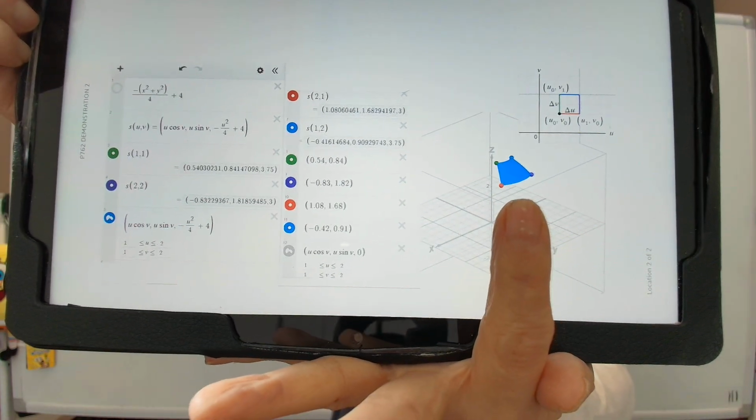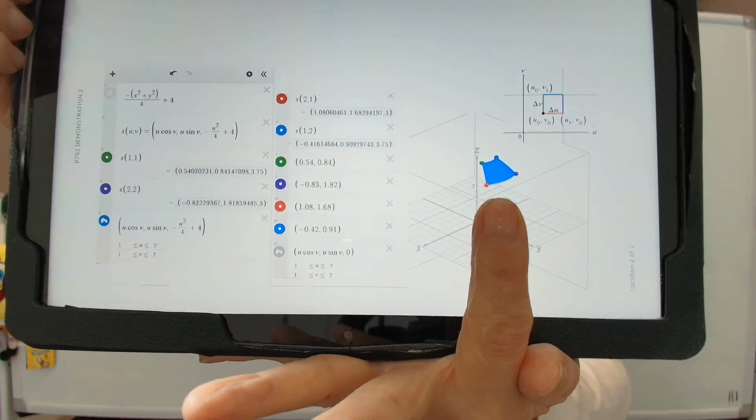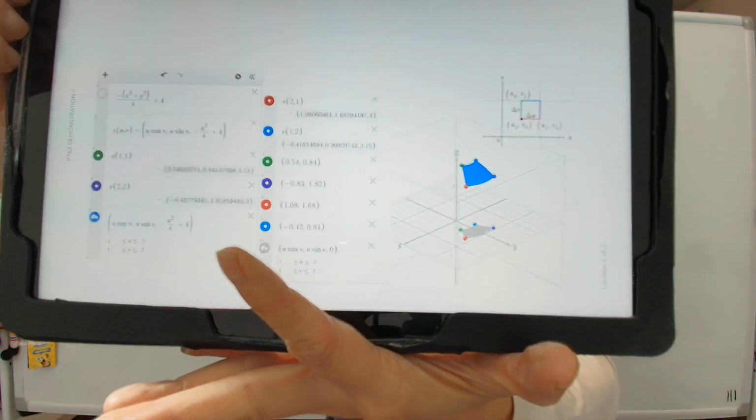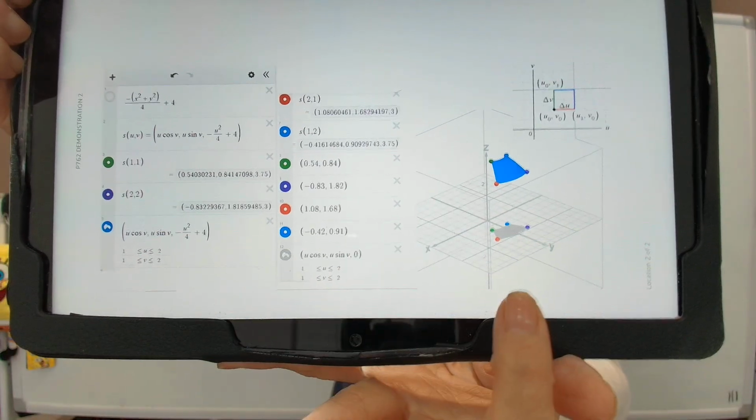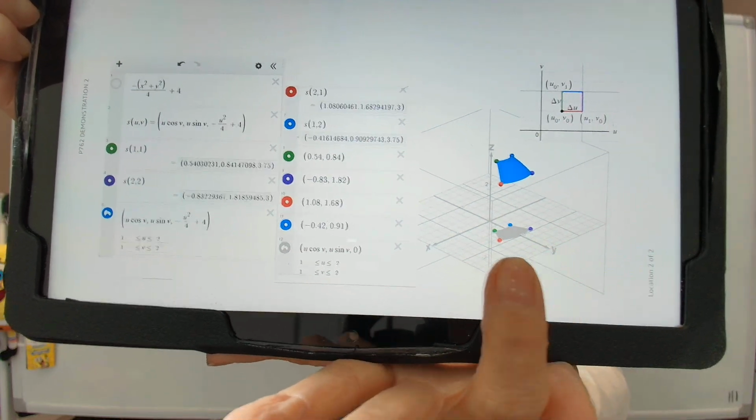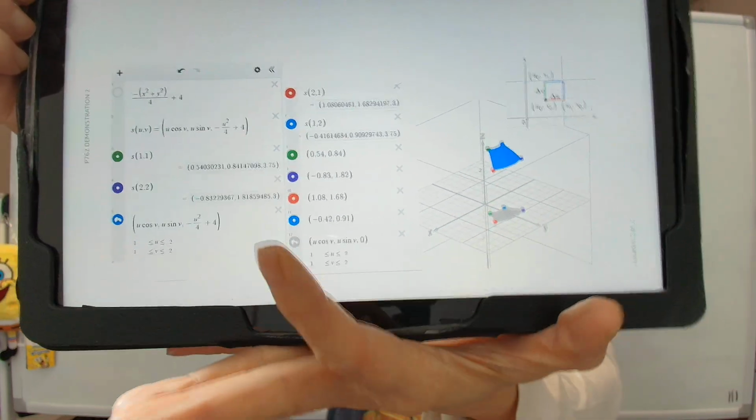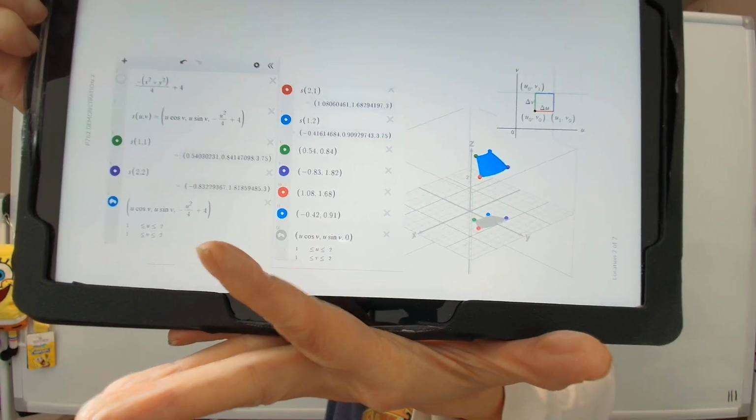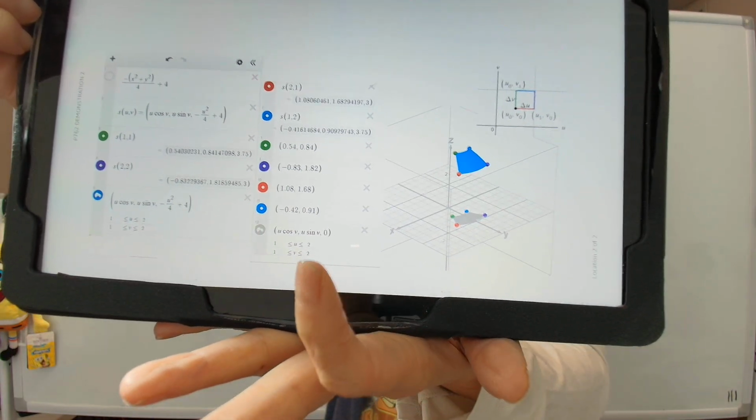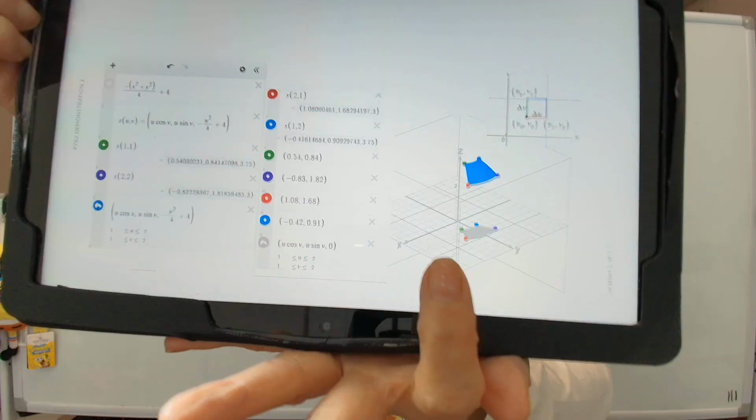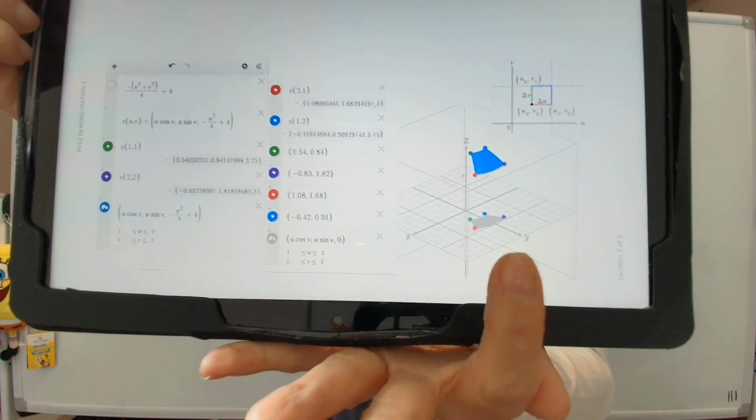Look how smart Desmos is. It's able to plot you some points, okay? It's able to plot the surface and make it blue, and then also plot the bottom. This is the bottom surface. How do you plot the bottom surface? You just do the same equation, except that it's equal. The z component is 0. If you do that, it'll give you a little gray shadow right down there.